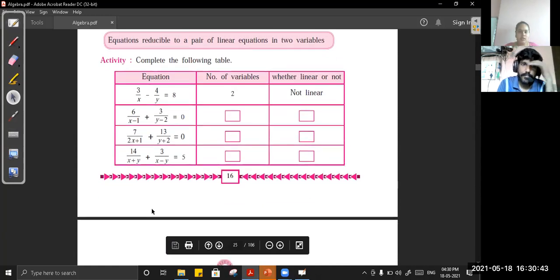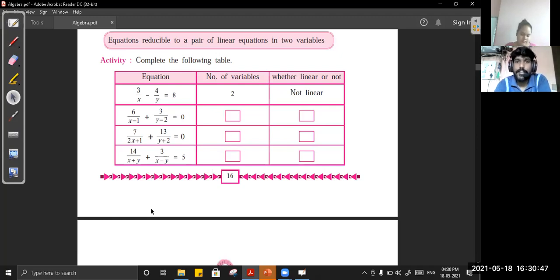Now, when we started this chapter, we had started with the definition of a linear equation. Do you remember? What is a linear equation? One with a variable having an equal to sign within. And the power of the variable has to be 1. The degree is always 1.